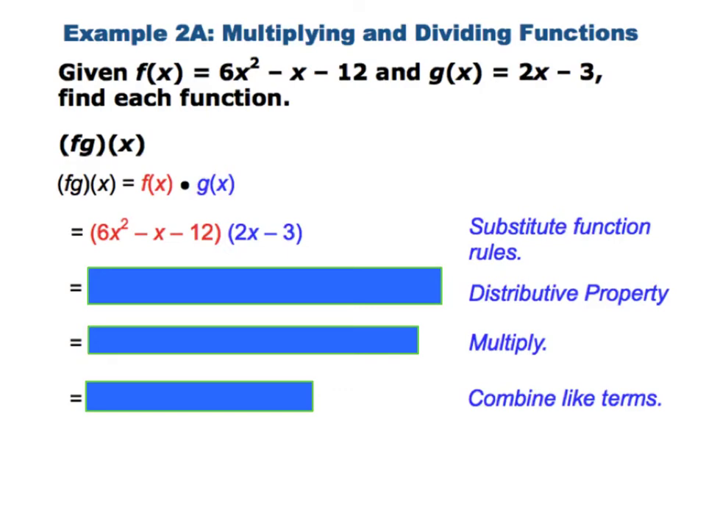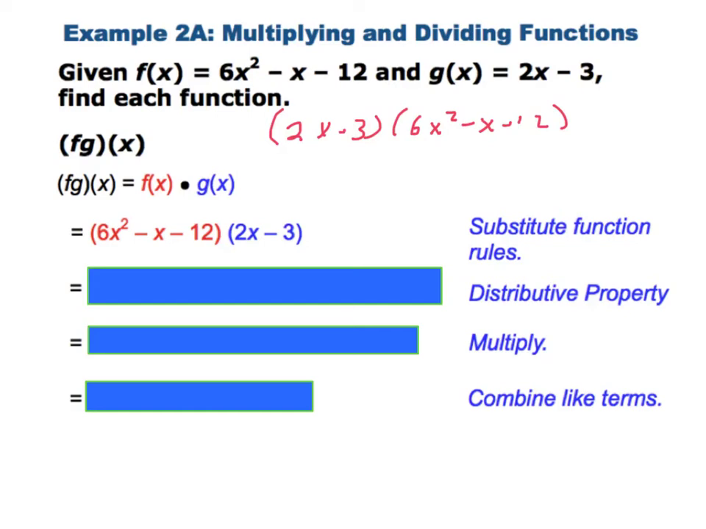Now at this point, we are going to multiply together. Just like we multiplied polynomials before, I would probably recommend rearranging this so the binomial is in front of the trinomial. So in doing so, let's just go ahead and write this up here. So I have 2x minus 3 times 6x squared minus x minus 12. Now, we're going to distribute here.